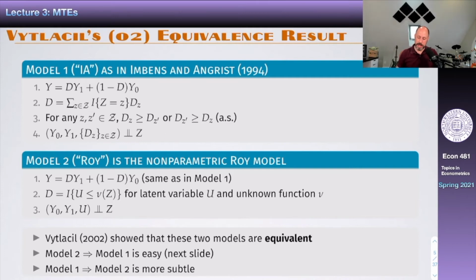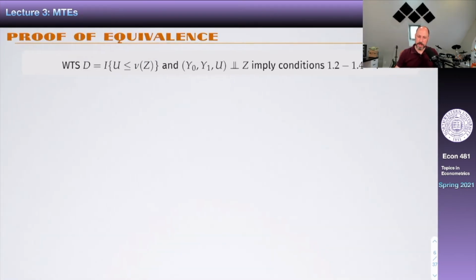So this is what we're going to do. We're going to take this Roy model, which is essentially this equation and this, and we want to show that these three conditions over here hold, because the first one is the same for both. So what we need to do is prove these three conditions just using essentially these two. And as I said, this is straightforward. So the first one, we're going to do the following.